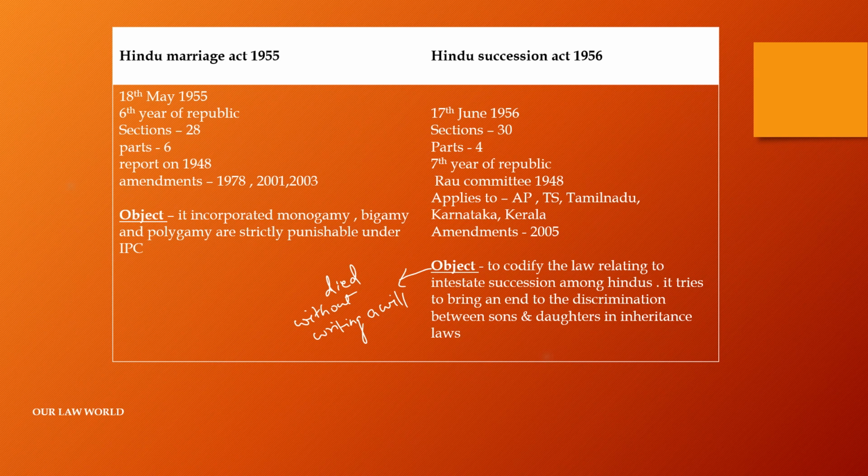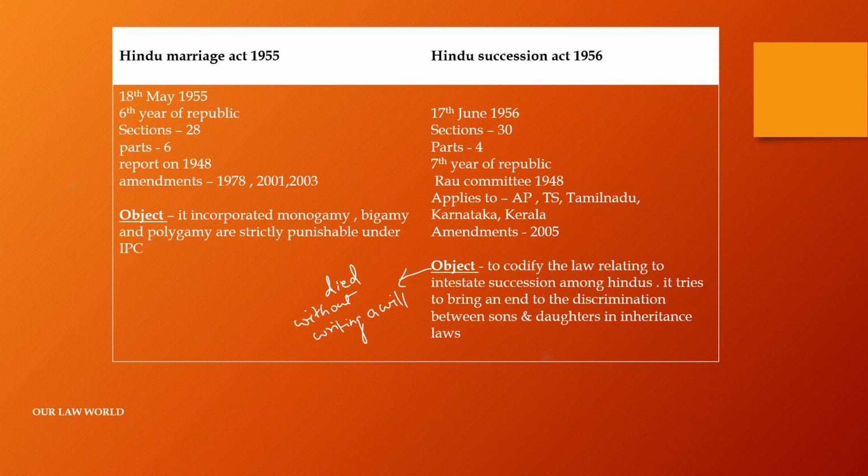Hindu Marriage Act 1955 and Hindu Succession Act 1956. The Hindu Marriage Act consists of 6 parts and came into force on 18th May 1955. The object is to prohibit bigamy and polygamy marriages, and if they are done, they are strictly punishable under IPC. Regarding the Hindu Succession Act, the date of coming into force is 17th June 1956, and it has 30 sections and 4 parts.